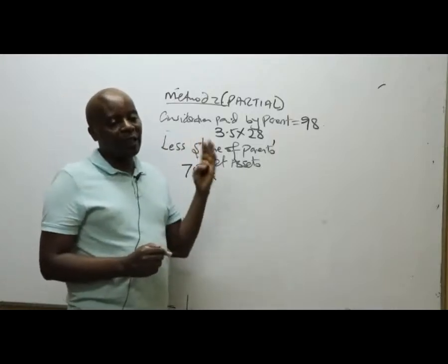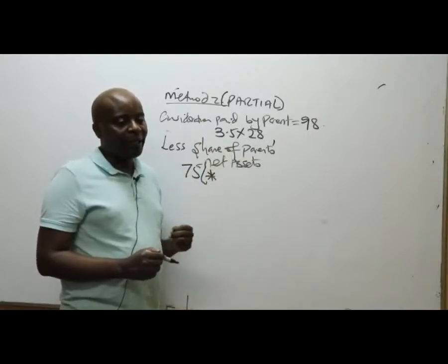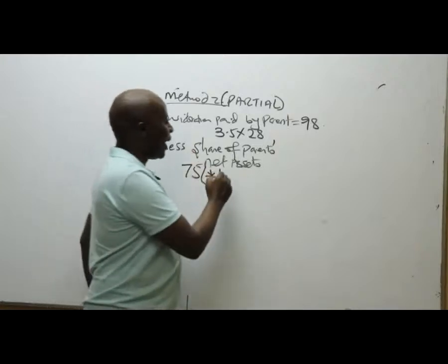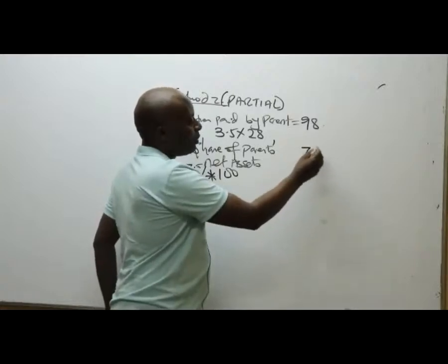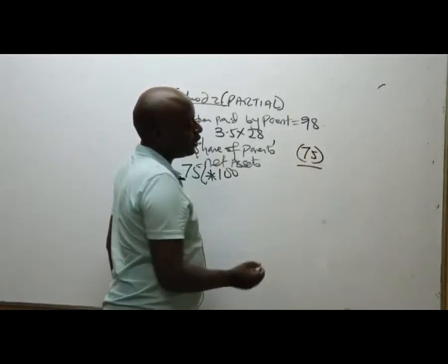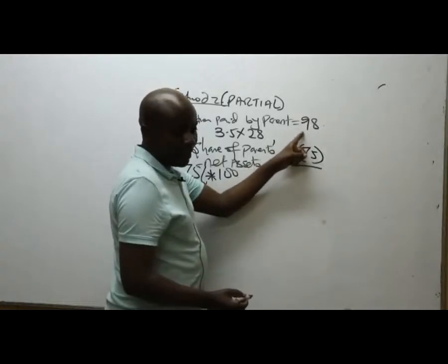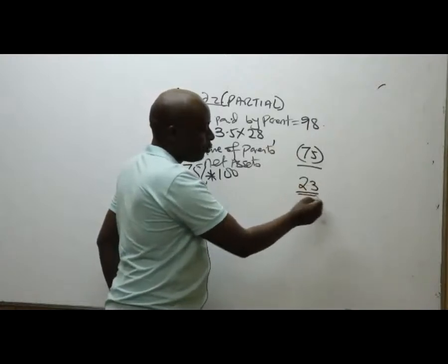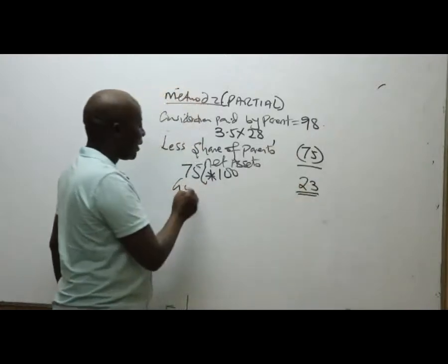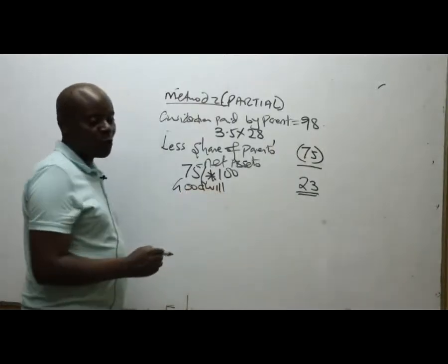So then it's going to be 75% of what? Are you able to remember the net assets of this company? They were 100. So 75% of 100 will give me how much here? 75. When you take 75 away from 98, we shall end up getting our goodwill of what here? Of 23. This is the proper partial method that I recommend to you.